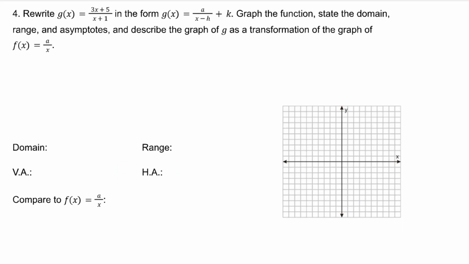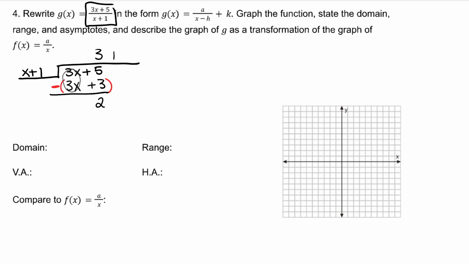Our final option is to rewrite a linear over linear rational function in the form a over x minus h plus k, the transformational form. How would we do that? We would use long division. So let's divide our rational function to rewrite it in this form. We'll take the numerator and divide it by the denominator. X goes into 3x 3 times. Subtract. So 2 is your remainder. And we write that over the divisor.